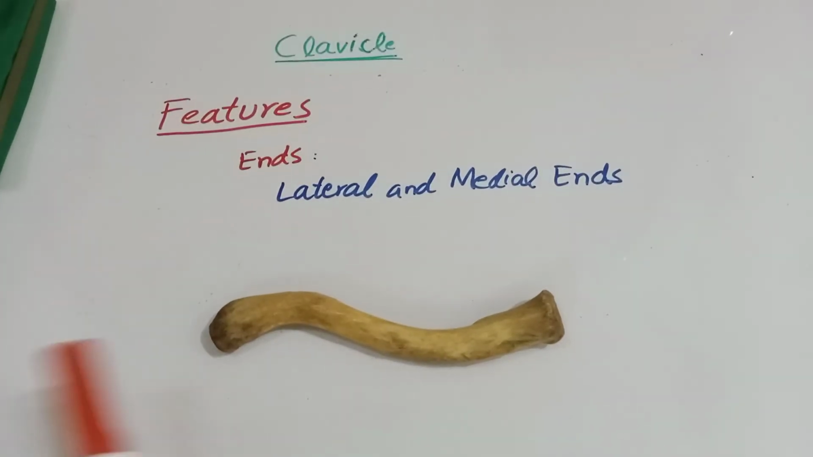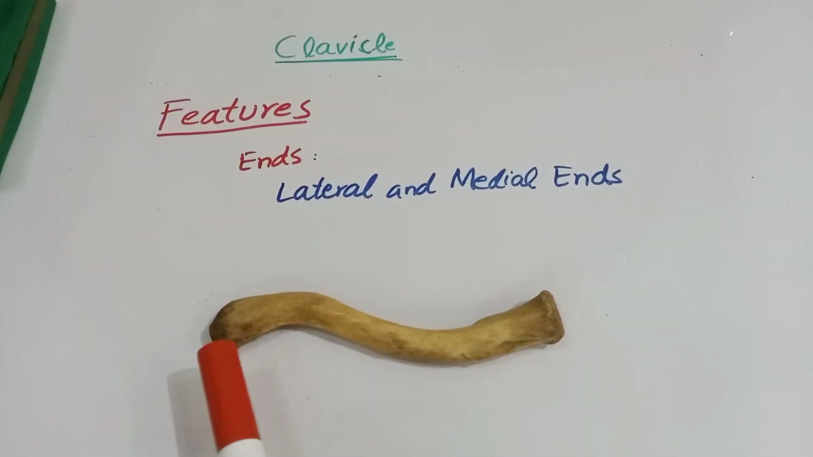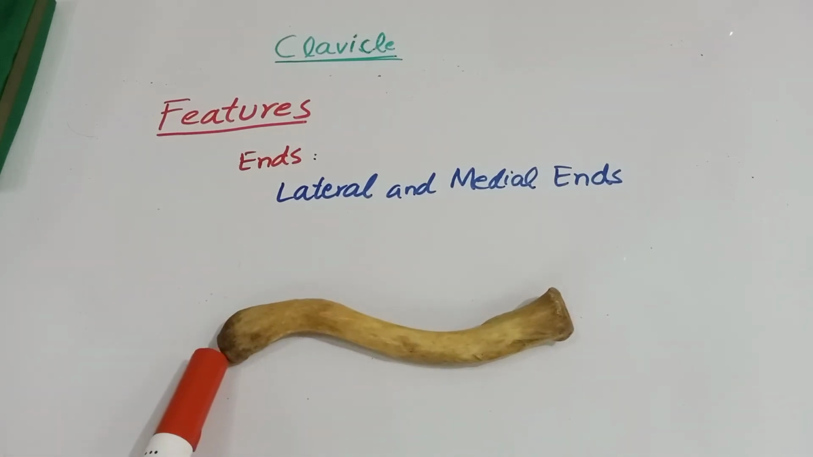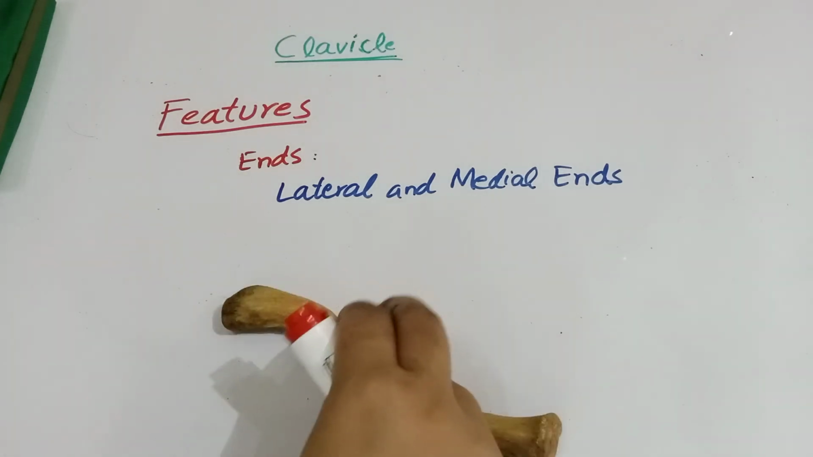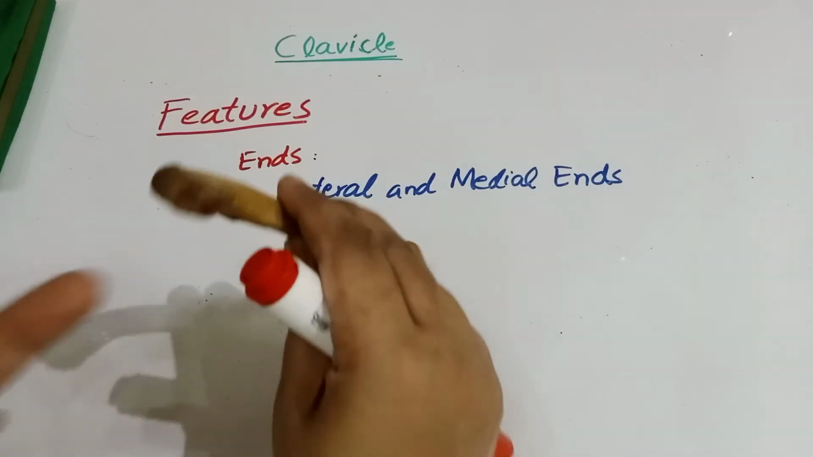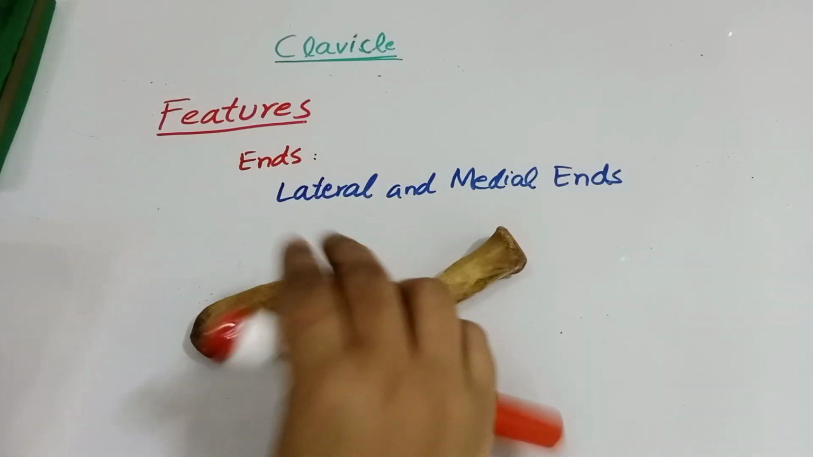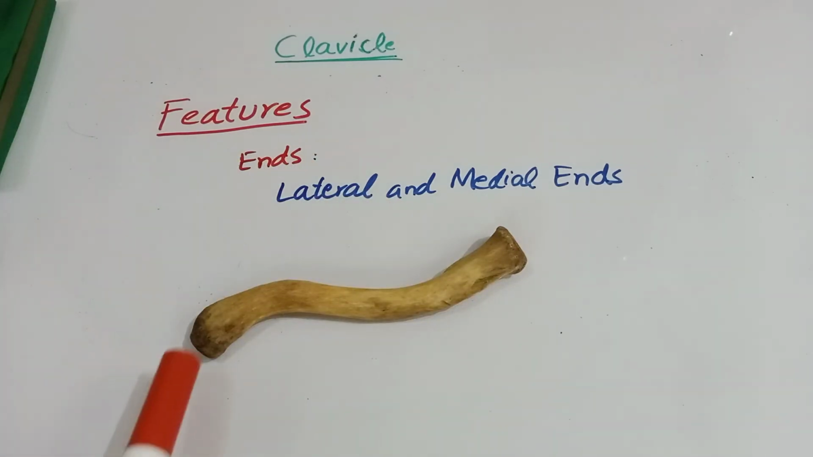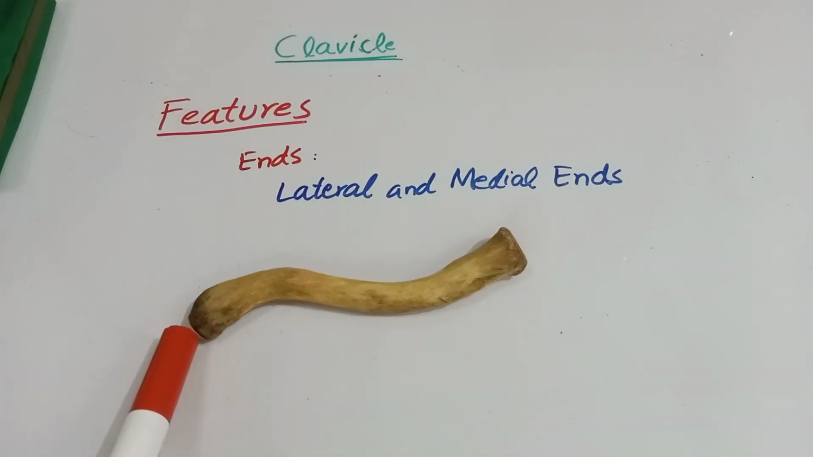The ends of the clavicle, there are two ends. The lateral end, which is also called the acromial end, is flattened from above downward. It bears a facet that articulates with the acromion process. This is the facet, and it makes the acromioclavicular joint.